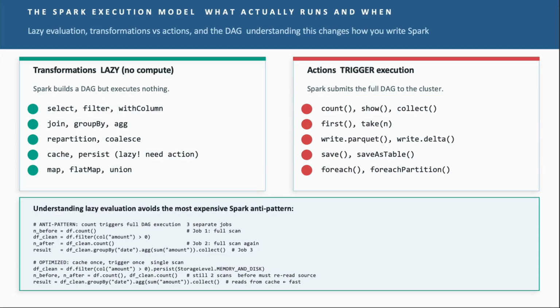The optimized version persists after the filter, calls count to materialize, then uses the cached DataFrame for all 3 actions. The filter runs once, actions 2 and 3 read from the cache, no recomputing the whole DAG over and over again. This is why caching is pattern 4 and not an afterthought. Understanding lazy evaluation tells you exactly when to cache, okay?